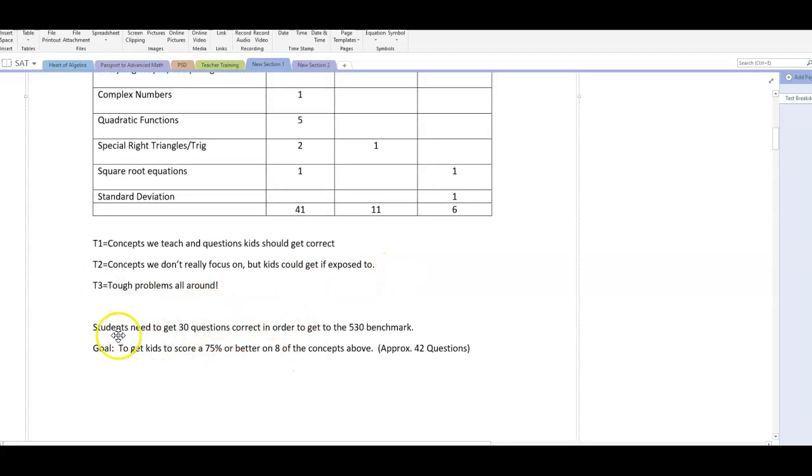So when I looked at it, our goal was to get students to master 30 questions to reach that 530 benchmark. That 530 is our benchmark. That's 30 questions out of the 58. So our goal is basically to get kids to score 75% or better on 8 of the concepts above. Okay. Now, that's when I first started.